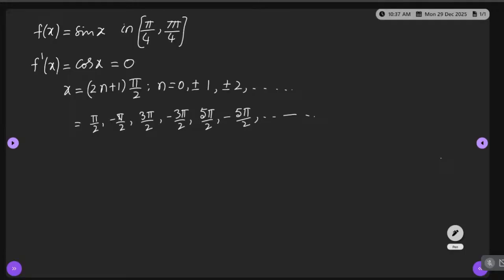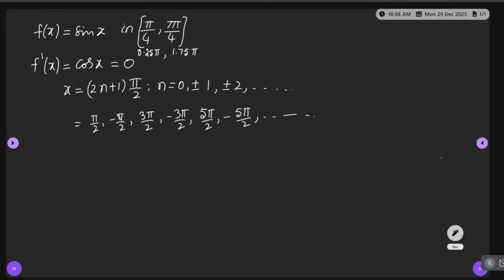When will cos x become 0? When it is an integral multiple of pi by 2, whether positive or negative. So this is 0.25 pi, and this one is 1.75 pi. Say yes or no?